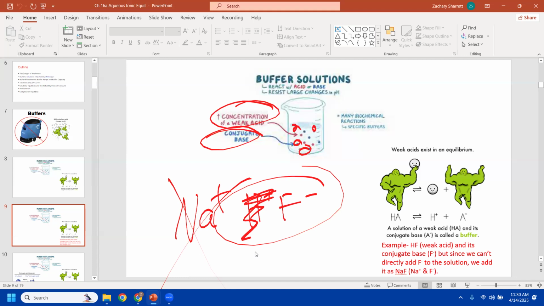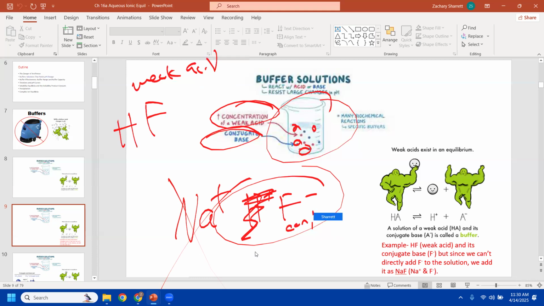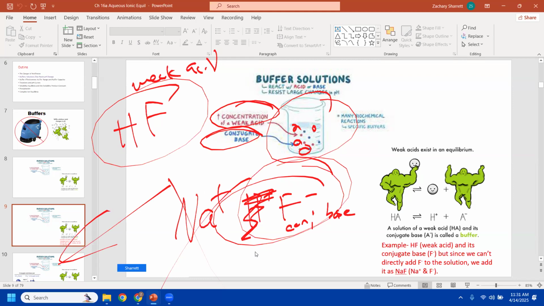and then you can substitute in whatever it is. So if we have F minus in solution and we have HF, this solution contains the weak acid HF and its conjugate base F minus. Does everybody at least understand those terms? Okay. Now, what happens to this solution that has HF and F minus, Robert, if I add some HCl into it?